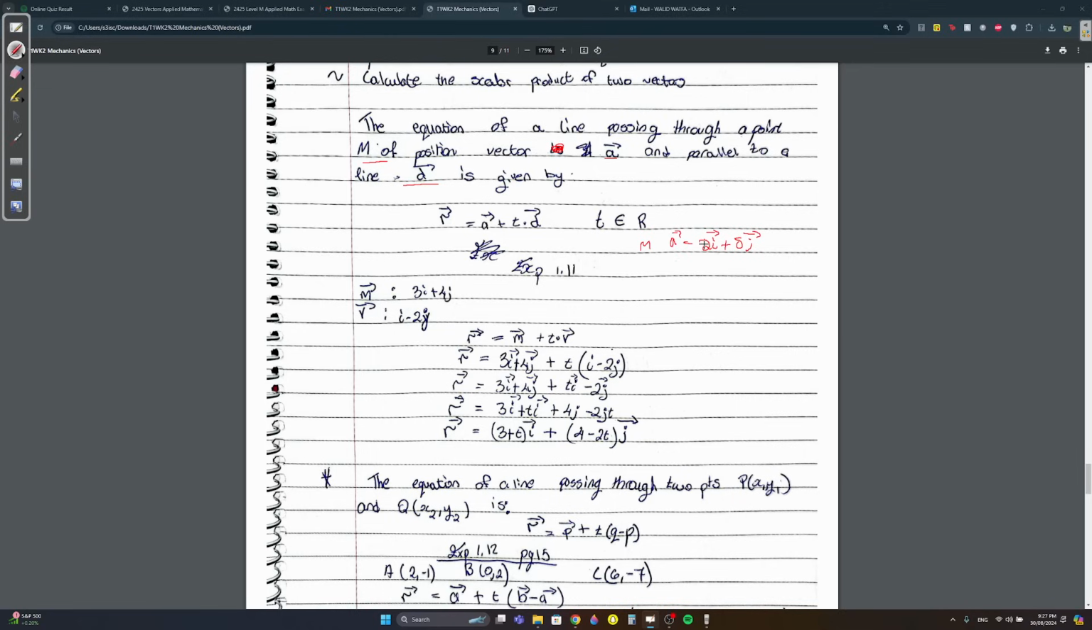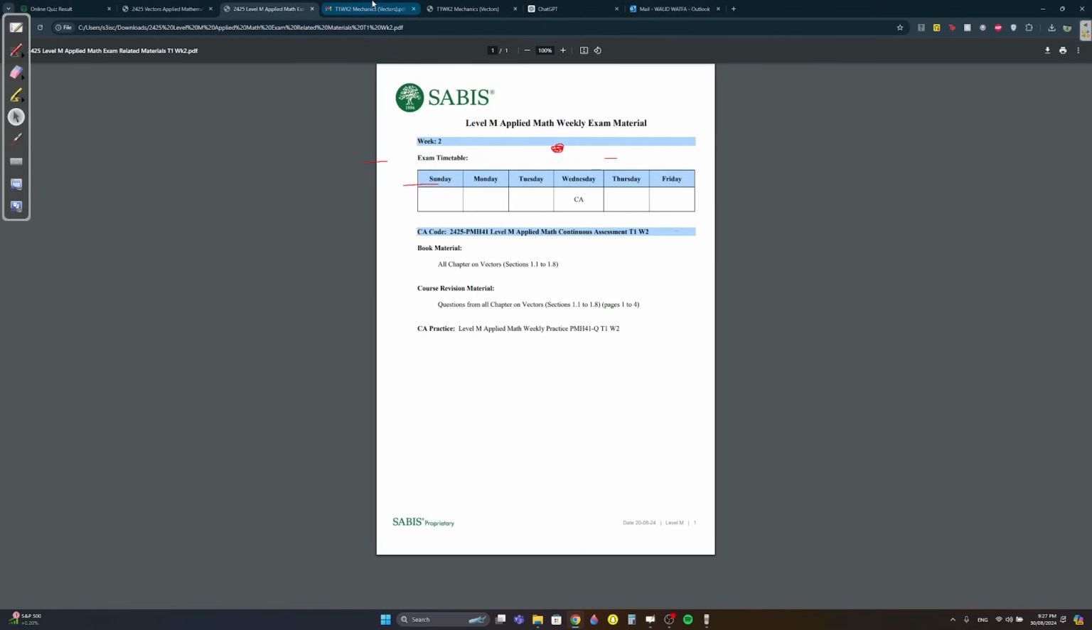Then they say that this line is also parallel to this line D, which is equal to, I don't know, 7i plus 3j. They ask you to find the equation of that line. Very, very easy. This is the equation: your original vector plus t times your new vector, the parallel vector. This is when you have one point.